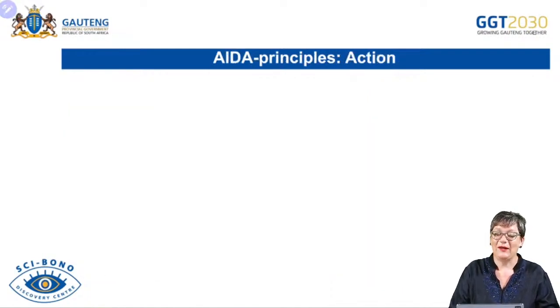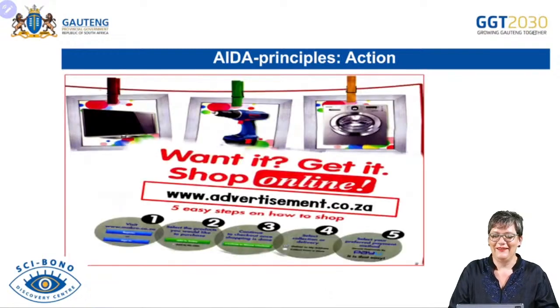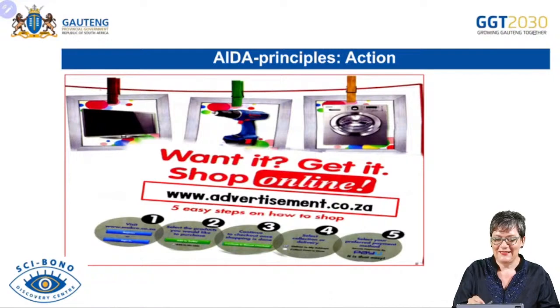Right, next one is action. Look how brilliant this advertisement is. They've made it so easy for you to buy what you need online. Look at the words: want it, get it, shop online. They've even gone so far as to give you 5 tips or steps on how to do it. Wow, they really want you to buy this product.